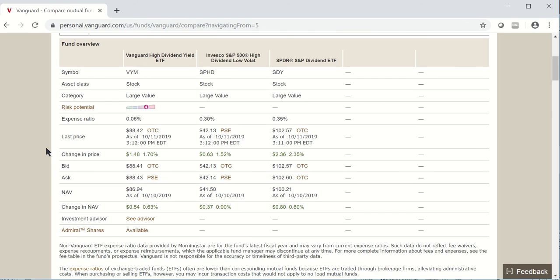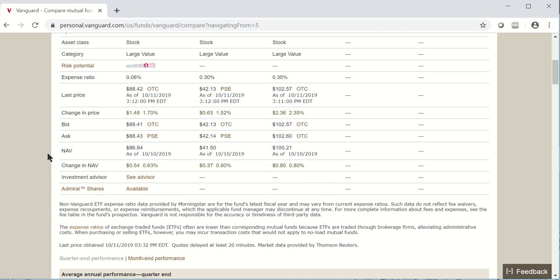So the first thing I look at is the expense ratio. Definitely you can see Vanguard has a much lower expense ratio of only 0.06. On the other hand, Invesco 0.30 and SPDR 0.35. That means if I buy $10,000 worth of this Vanguard ETF, I will pay $6, but for Invesco I need to pay $30 and SPDR $35. So in this regard, Vanguard is ahead. And this is their last price and change in price.